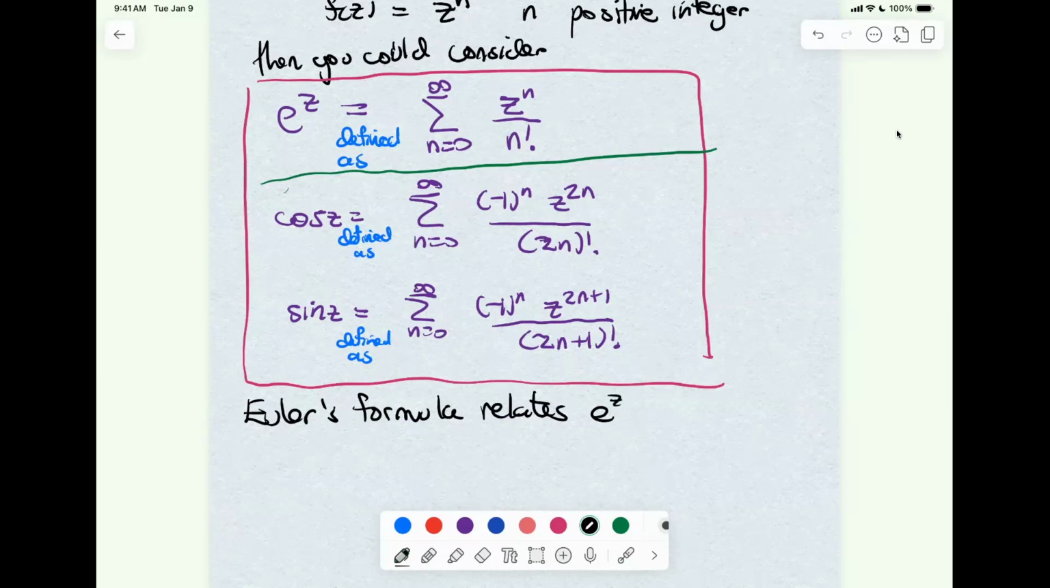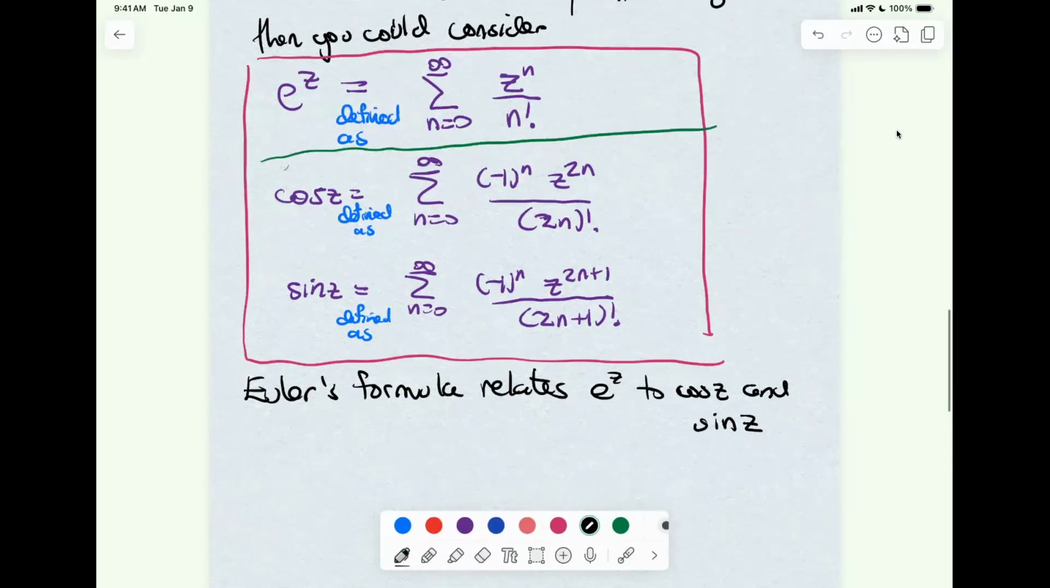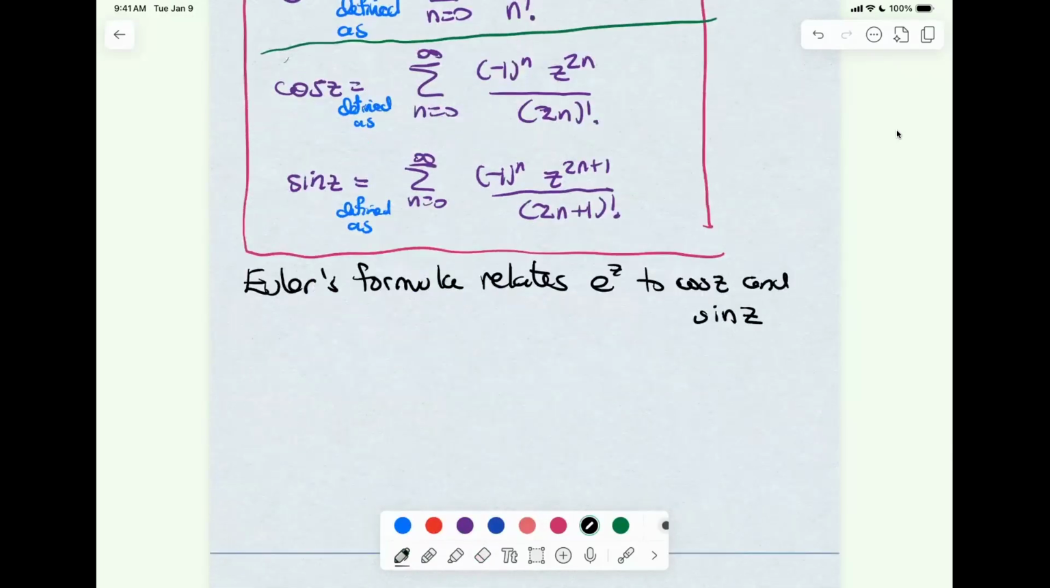The formula relates e to the z to cosine of z and sine of z. Okay, for that, really, I'm not being super truthful, because it's not e to the z that it relates to, it's e to the i times z. Okay, so let's put that here. Our good friend i.